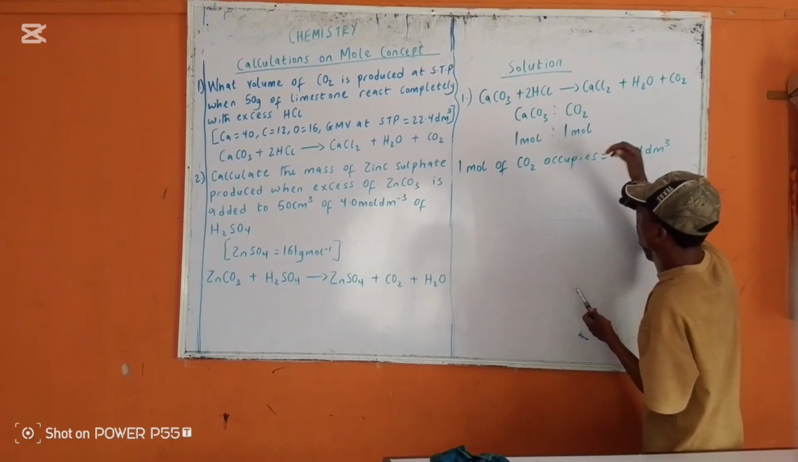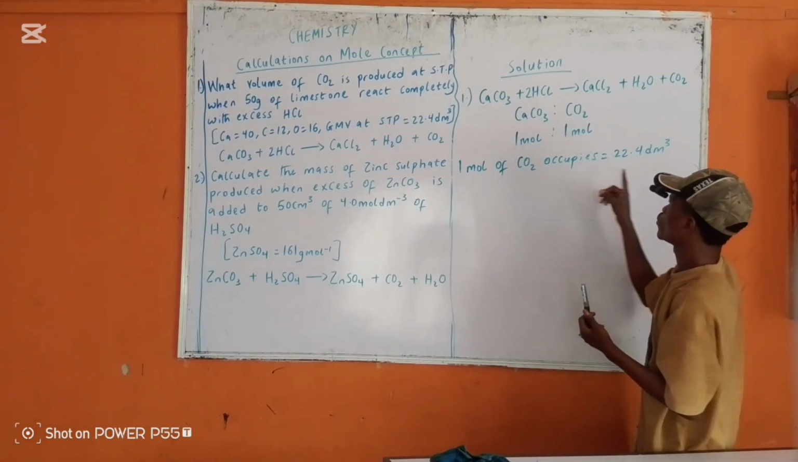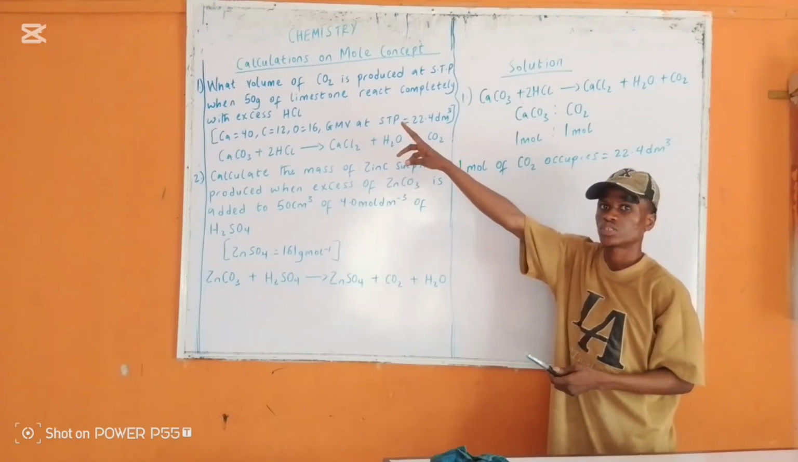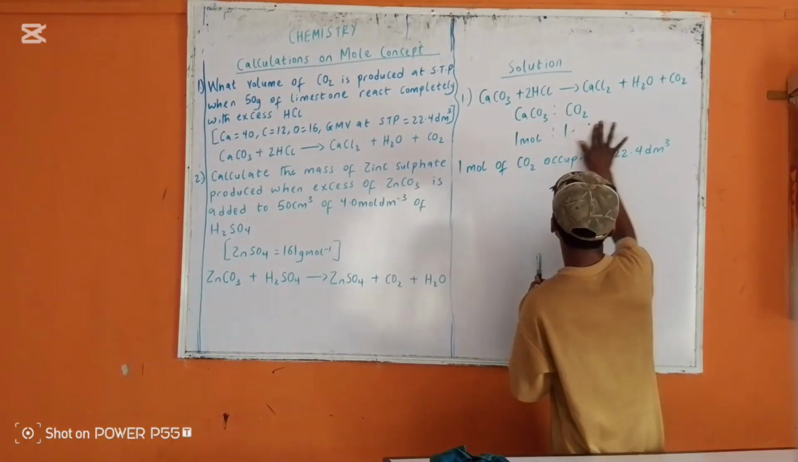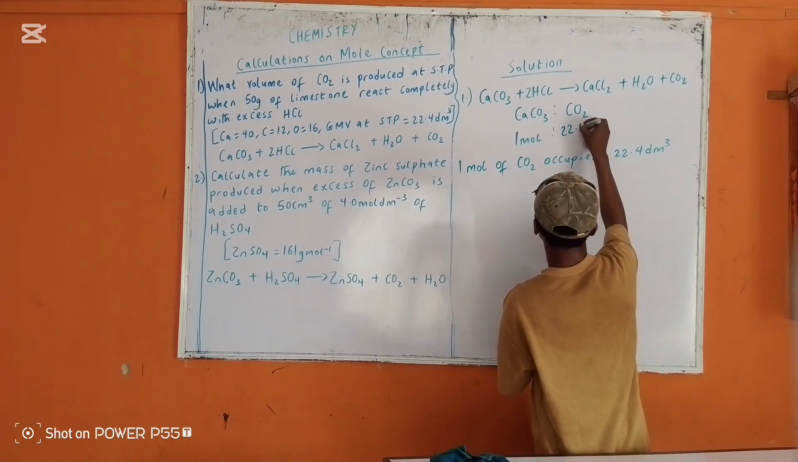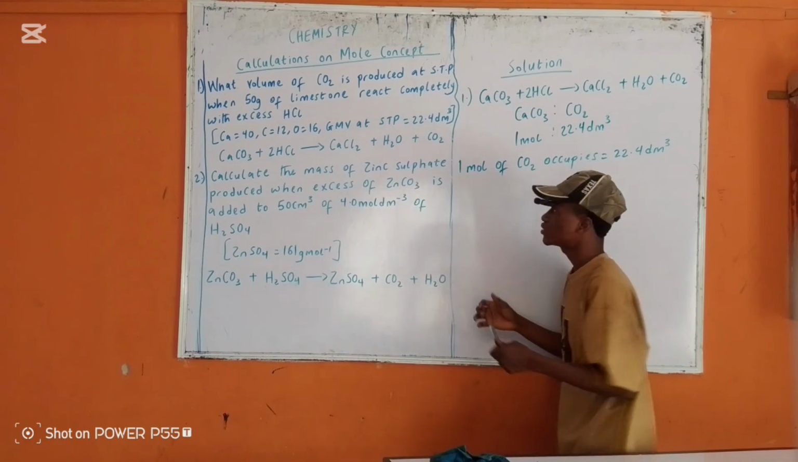So instead of us having mole here, we do what? We impute volume there, because the question is coming in volume for CO2. So we're having 1 mole occupies 22.4 dm cube.